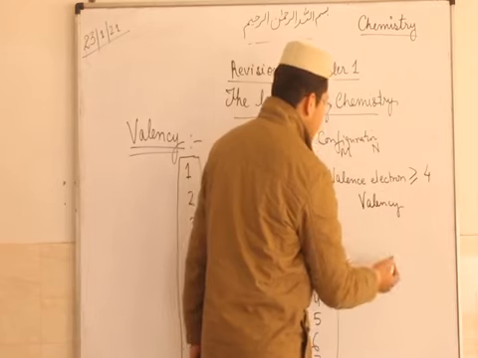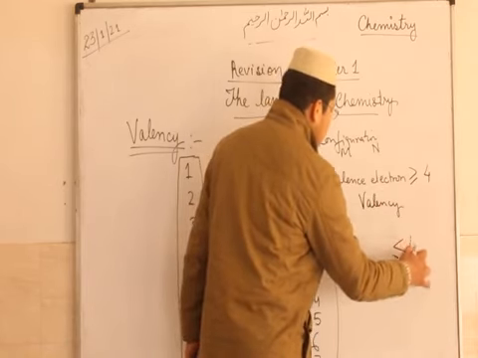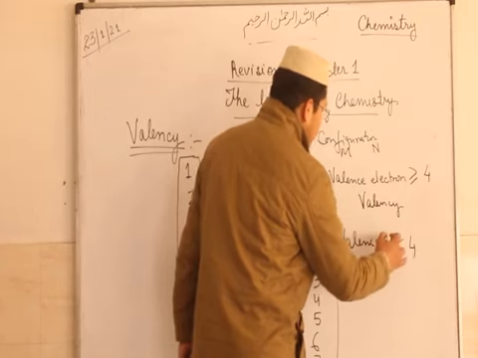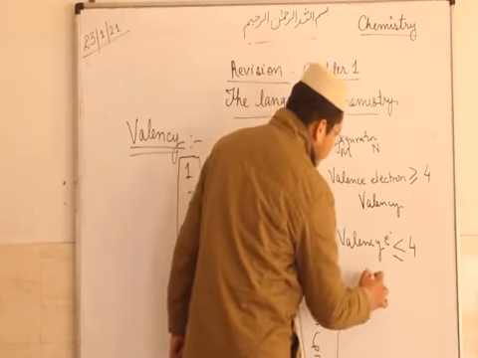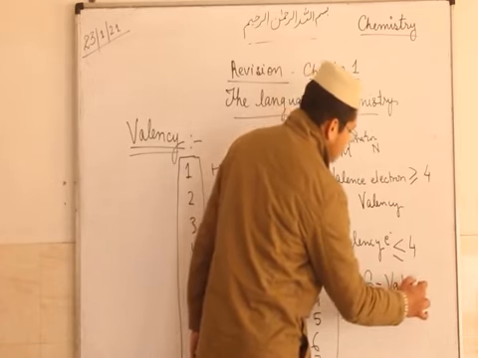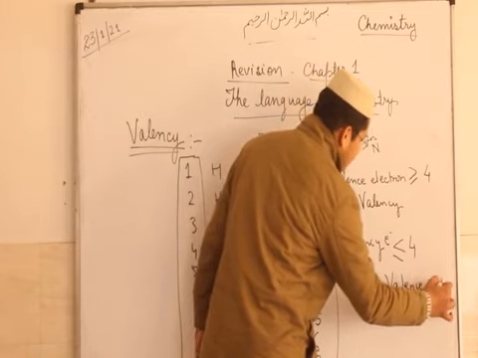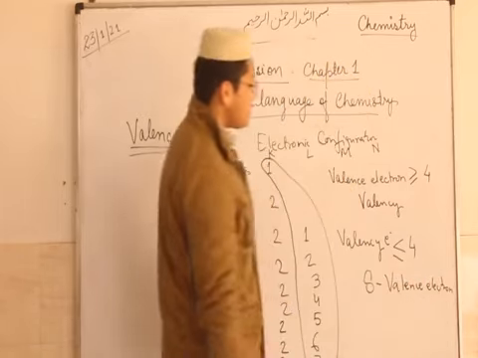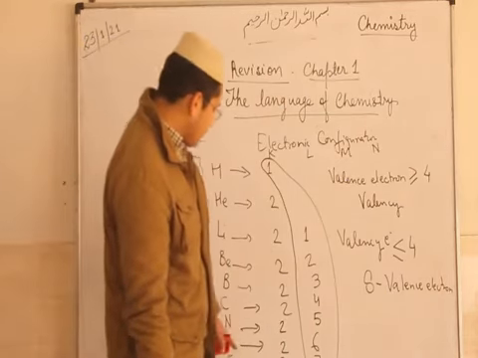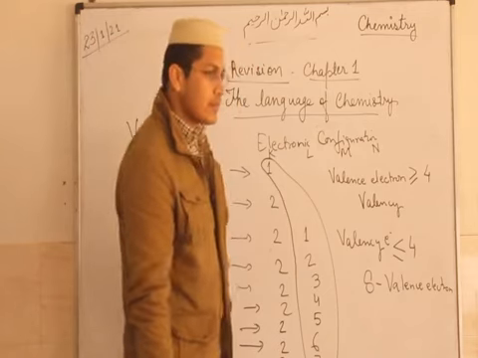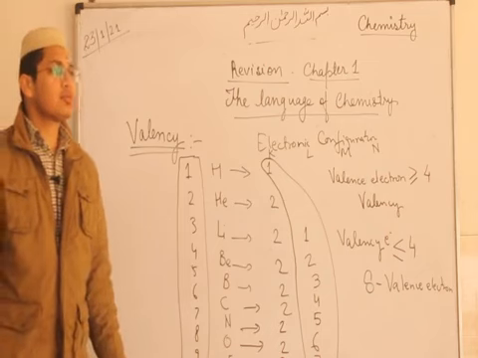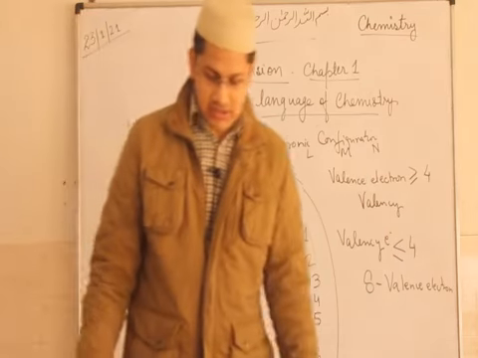And if it is more than that, then we take the negative valency: 8 minus the number of valence electrons, to get the valency of that element. Tell me, what will be the valency of fluorine? 1. And neon? Neon is a noble gas. It is inert.